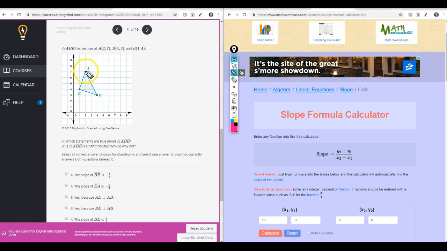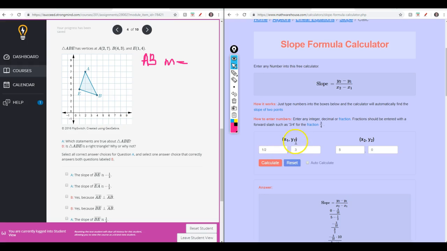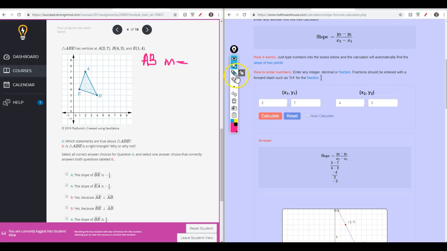We're going to first find segment AB. AB's slope is equal to, and this is x1, y1, and this is x2, y2. So point A's coordinates are 2, 7. Point B's coordinates are 4, 3. So then we calculate it. It comes out to be -2.